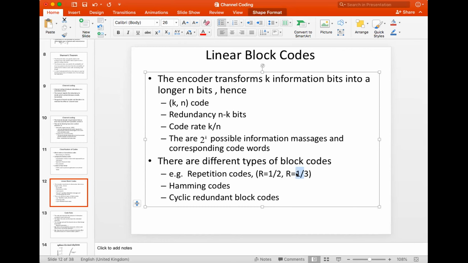The best way to really appreciate this code is to look at diversity schemes. If you have information that you're repeating, the possibility of making errors changes, because when you reach the receiver, you look at the bit you transmitted. Let's assume that you transmitted a zero. With a rate of 1/2, you took a zero and repeated it two times, so you have 0, 0. At the receiver, you might find that you receive either 0, 1, or 0, 0, or 1, 1.